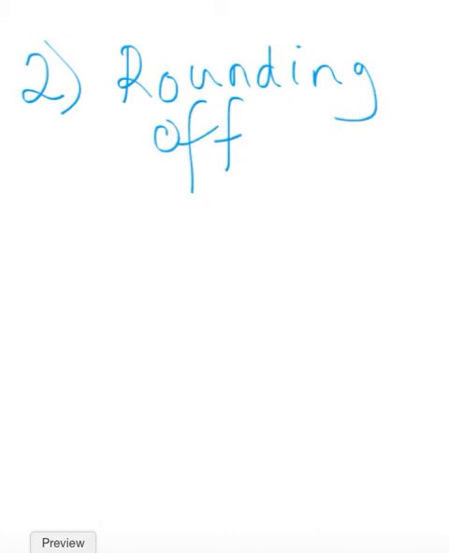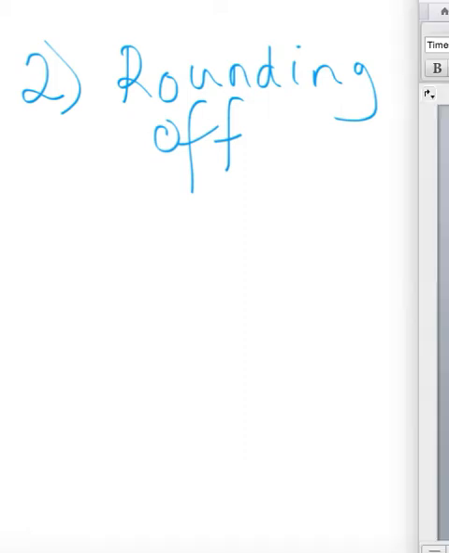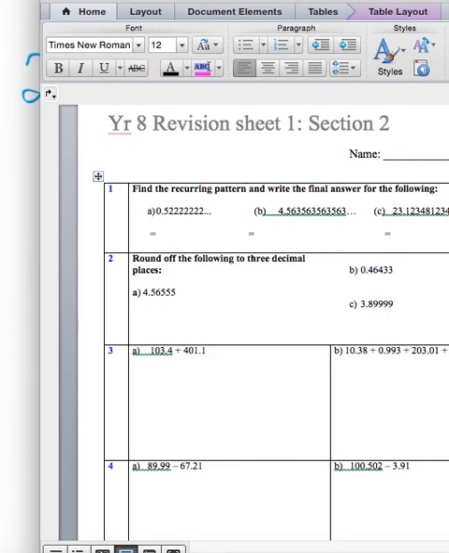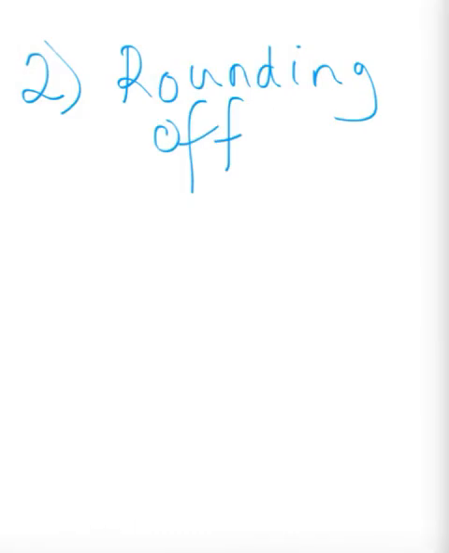Now you may have forgotten how to do this, so I'll explain it now, and if you're still not sure, we'll do it in class. Rounding off is an extremely important skill that you'll need right up until year 12. You round off depending on what the question asks you. So the question on our worksheet says, round the following off to 3 decimal places. Okay, that's really important. So I'll write the decimals now.